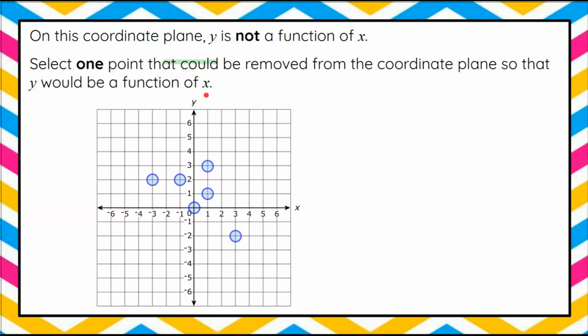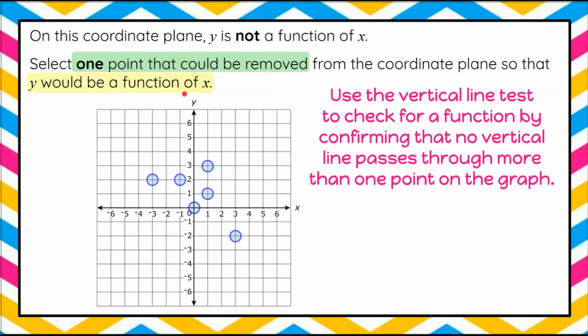Welcome back. So we want to find one point that we're going to remove from this graph to make it a function, because currently it is not a function. So we know that for y to be a function of x, we're going to use the vertical line test. We use the vertical line test to check for a function by confirming that no vertical line passes through more than one point on the graph.